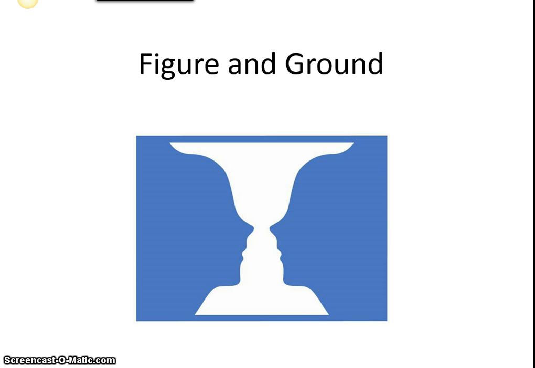Here's another image with a figure ground example. If you focus on the white part of the image, you are likely going to see a vase or even a candlestick. Okay. Now, change your focus to the blue part of the image. You're likely to see two faces looking at each other. So, in this case, the figure and the ground change places.